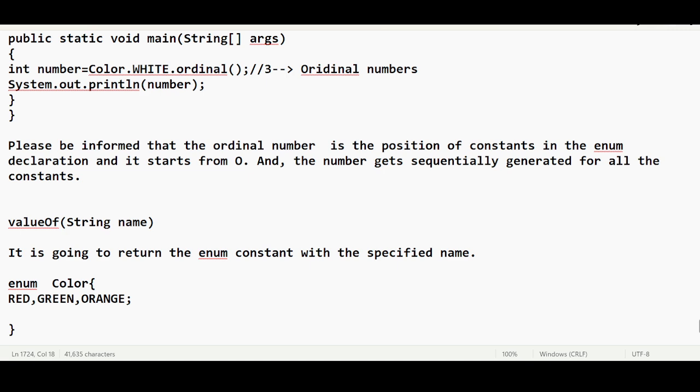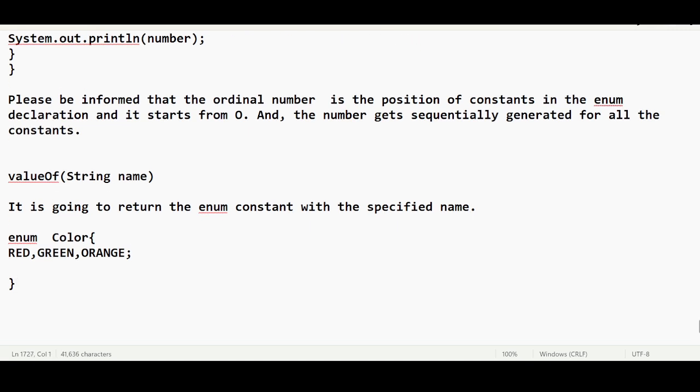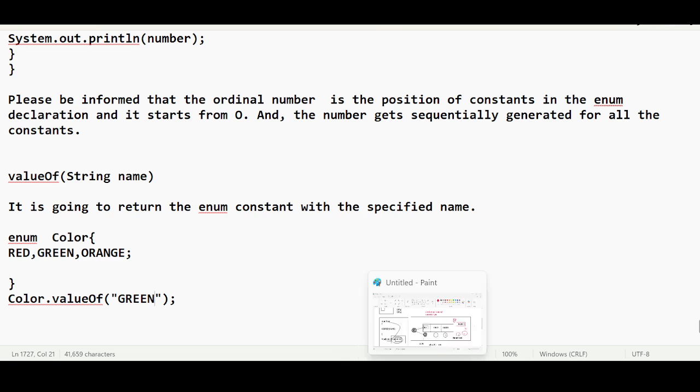So if you just call Color.valueOf red, the red is available, so it will be returned. If the red is available, that will be returned. If not, it will not return. If you pass green, green will be returned.